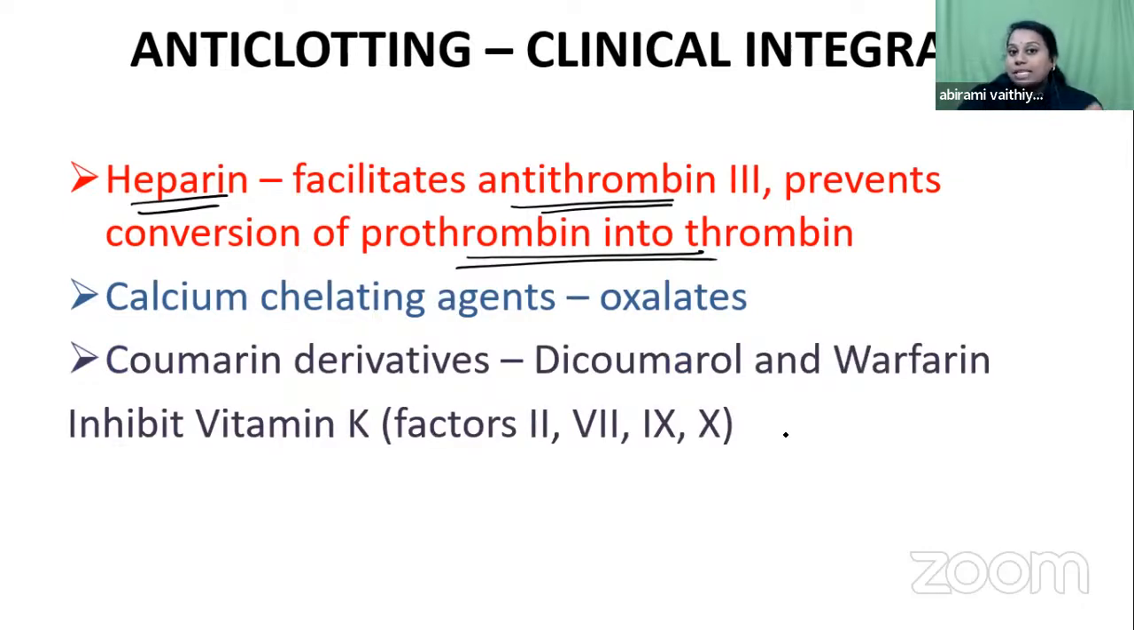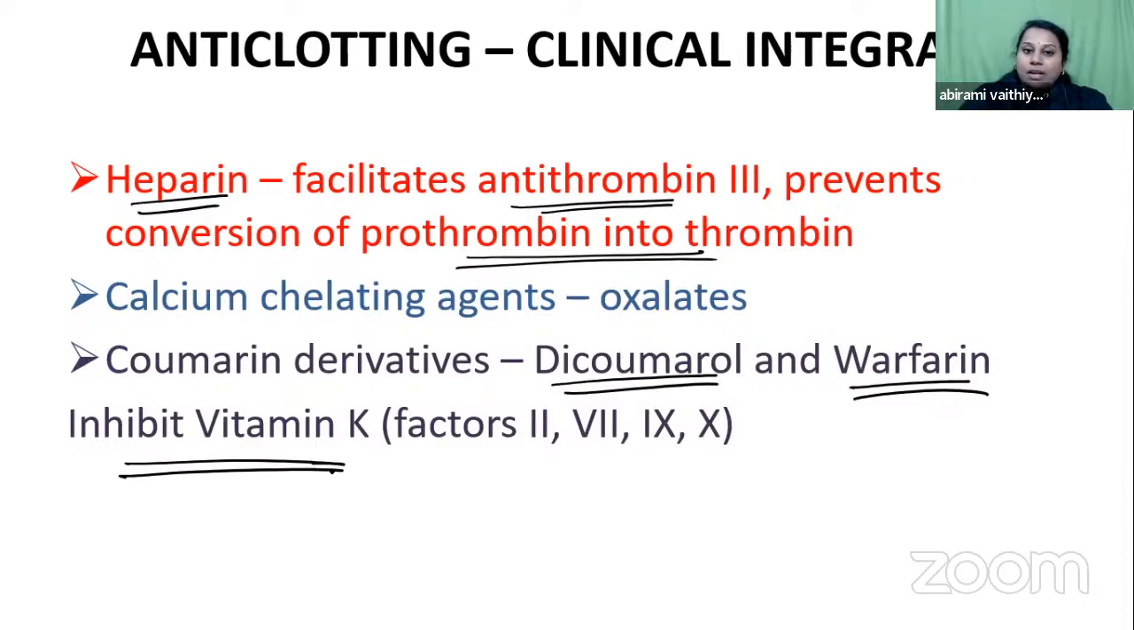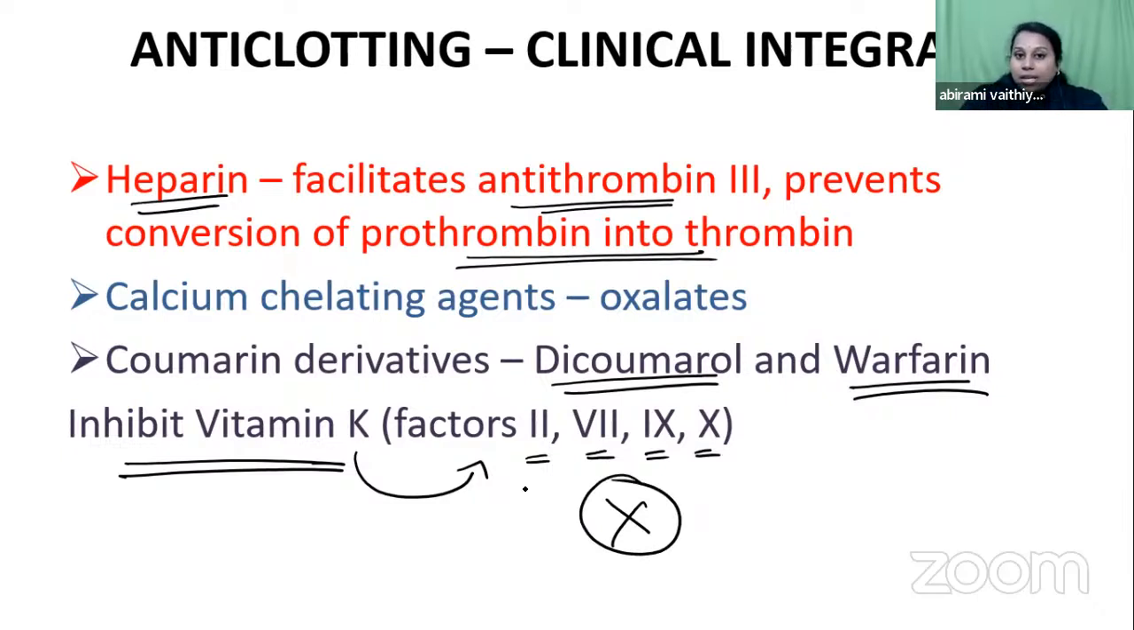Oral anticoagulants. Heparin is injectable anticoagulant. Oral anticoagulants, dicumarol and warfarin. What is the mechanism of action? They inhibit vitamin K. What is the role of vitamin K? Vitamin K is important for clotting factors 2, 7, 9, 10. Very, very important point. Repeatedly asked point. Vitamin K dependent clotting factors 2, 7, 9, 10. So dicumarol and warfarin, by inhibiting vitamin K, inhibit these clotting factors. Therefore, clot cannot be formed. This is the mechanism of action of all these anti-clotting drugs.